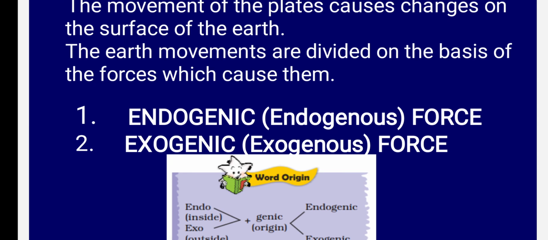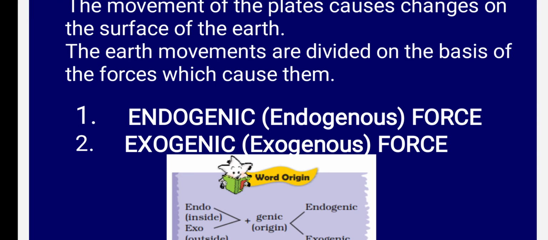what those movements are. The earth movements are divided on the basis of the forces which cause them. So the movements of the earth are divided on what, children? On the basis of forces. Which forces cause them to move? Basing on those forces, the earth's movements are divided. First, the forces which act in the interior of the earth are called endogenic forces. And the forces which work on the surface of the earth are called exogenic forces.